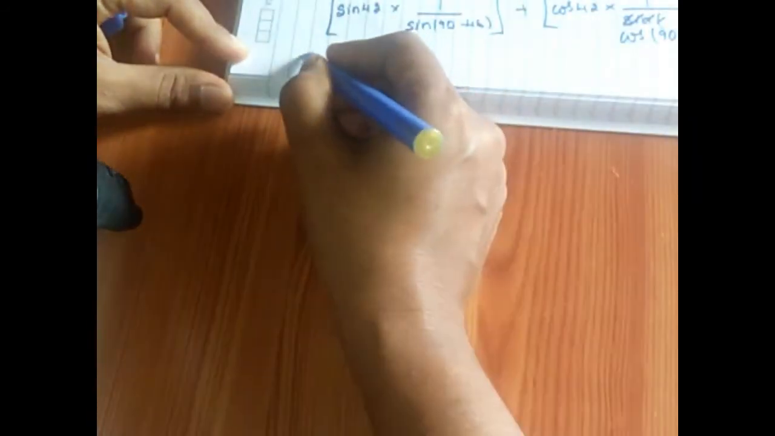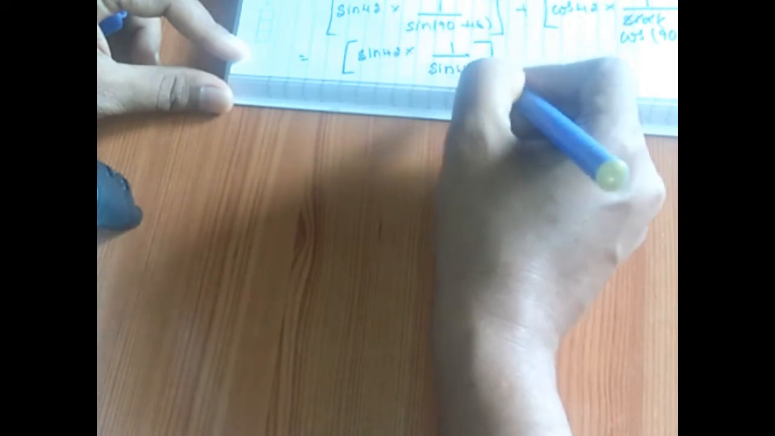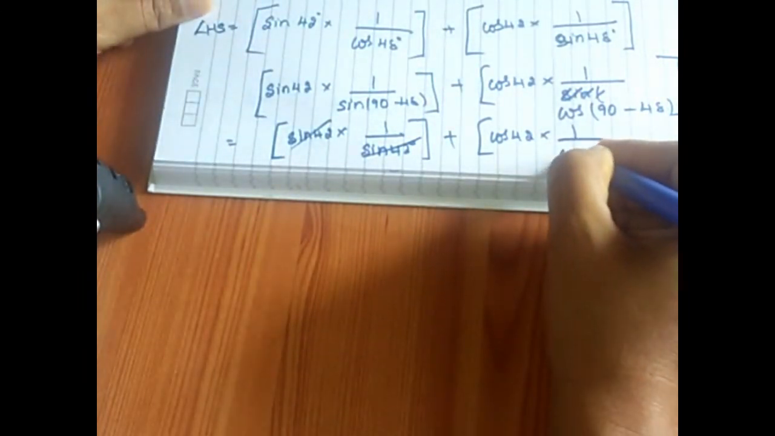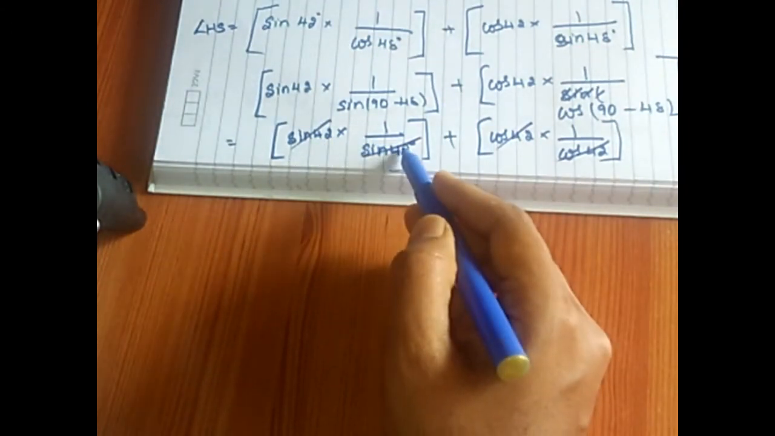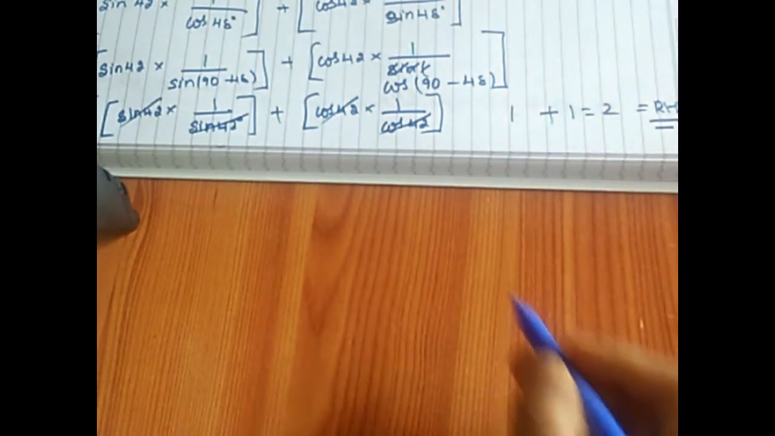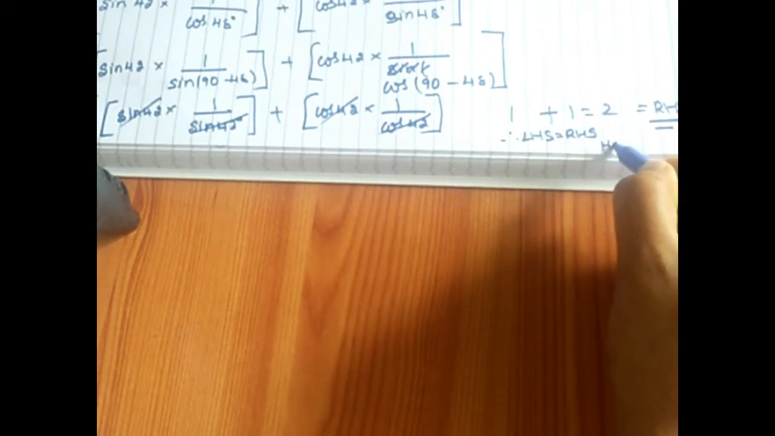Now here is the simplification part. Keep sine 42 the same. 90 minus 48 is 42. Sine 42 will get cancelled. So keep cos 42 into cos of 90 minus 48, which is cos 42. Cos 42 gets cancelled. By simplifying this you will get 1, plus this by simplifying you will get 1. 1 plus 1 is equal to 2, which is equal to your RHS. Therefore, LHS is equal to RHS, hence proved.